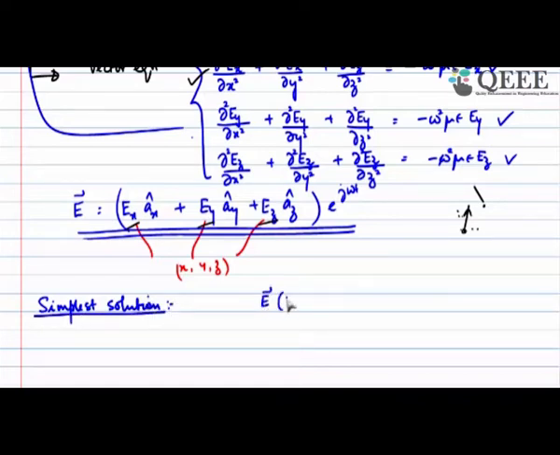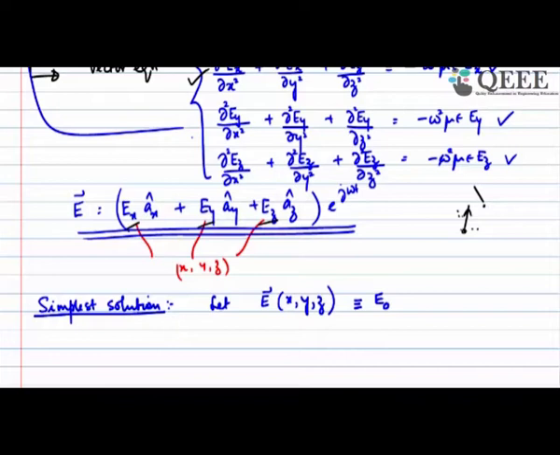Simplest solution for the x component, y component and z component. I don't have a t because I have already assumed it is e power j omega t. For the simplest solution, let me take that there is no variation at all. Let's say it's a constant field, E naught.